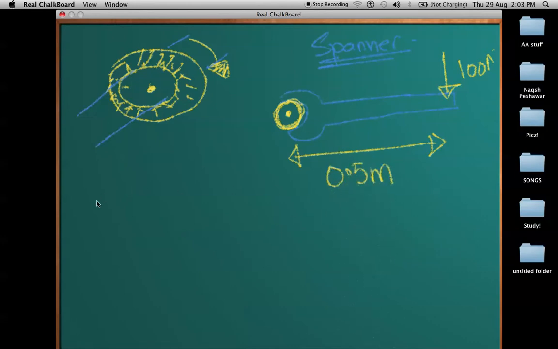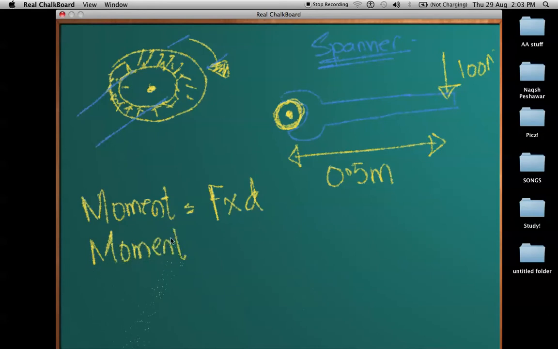So if I want to find out the moment of this force, this is force times distance, the perpendicular distance from the pivot, from the center, and moment is given by 100 times 0.5. This gives me 50 Newton meter.